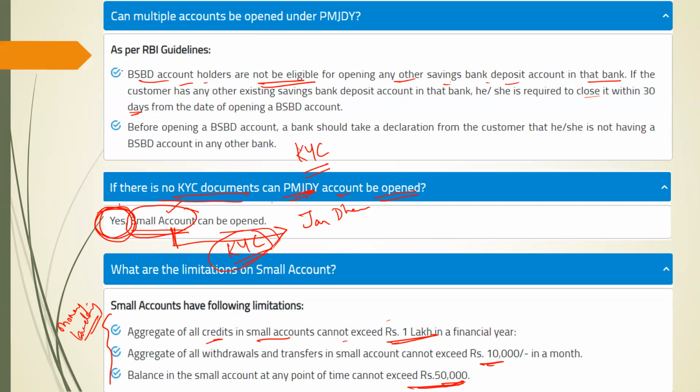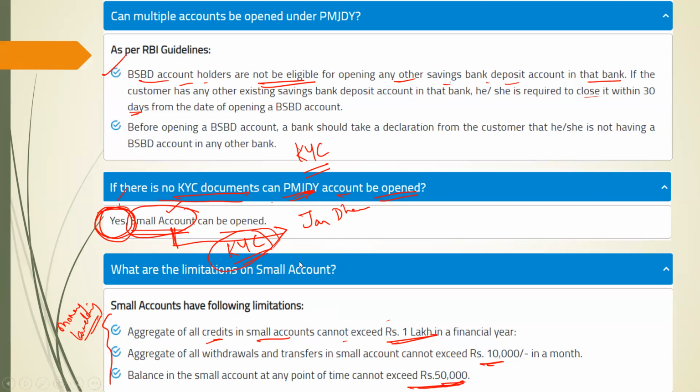So these are the unique points. First is the multiple accounts: you are not eligible if you have multiple accounts. The second is if you do not have KYC, still you can open up an account under the scheme. And the limitations under the same.